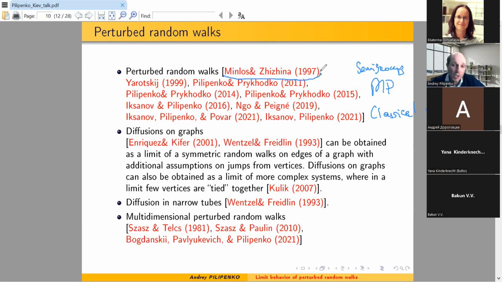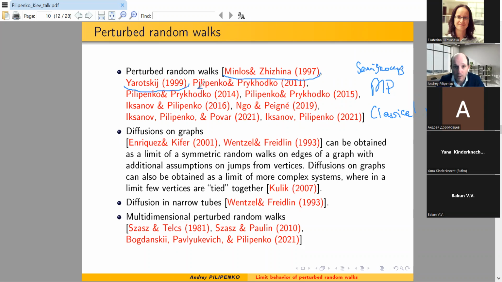Minlos and Zizhina used semigroups, but you have to be careful with semigroups and generators, because you start with walks, and the question is what is the analog of a generator, and how to pass to a limit if you have a limit of generators. They considered the case when you have a unit jump outside of the membrane. Okay, and the same technique was used by Yarotsky.